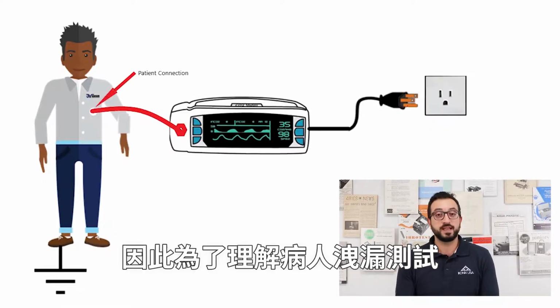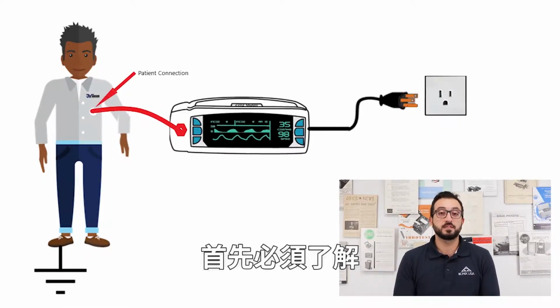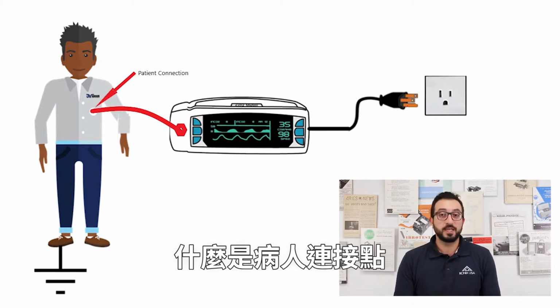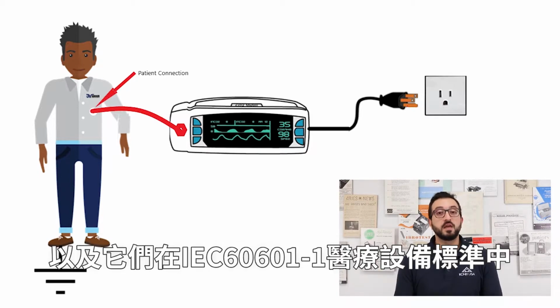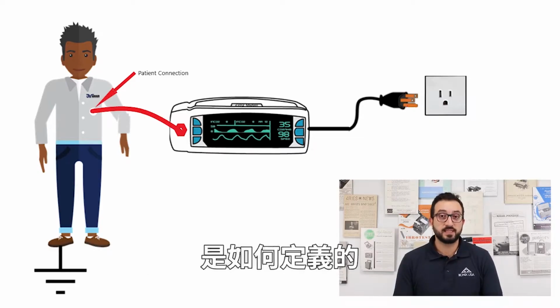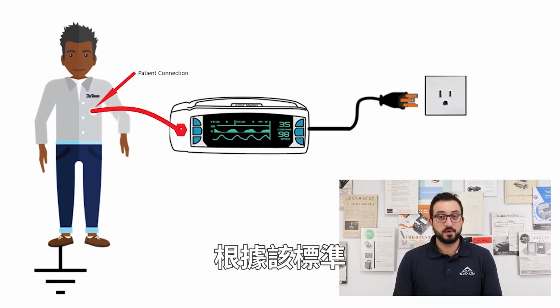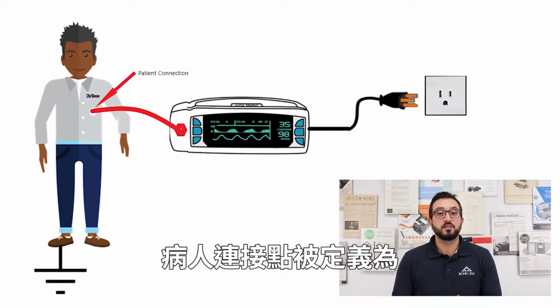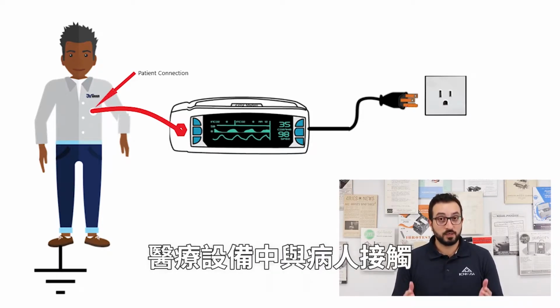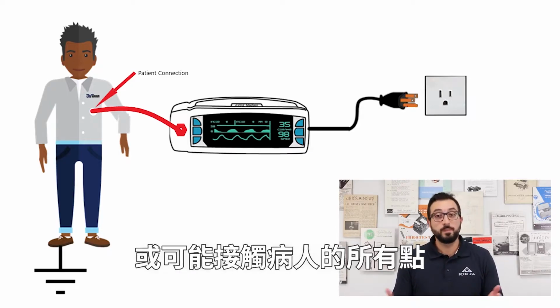In order to understand the patient leakage test, it's first important to know what patient connections are and how they are defined in the IEC 60601-1 medical device standard. Per the standard, patient connections are defined as any points of a medical device that make contact or come in contact with the patient.